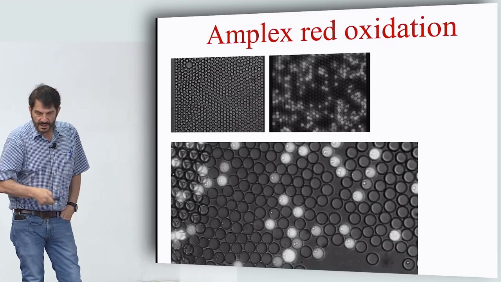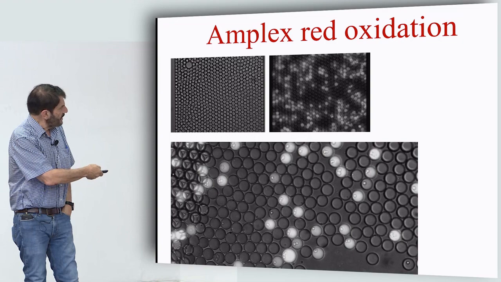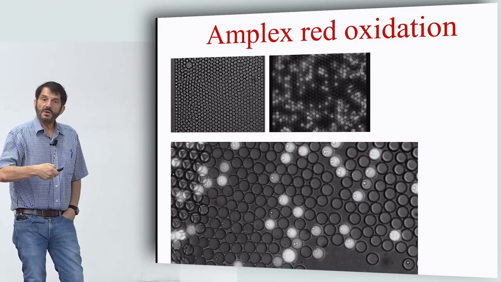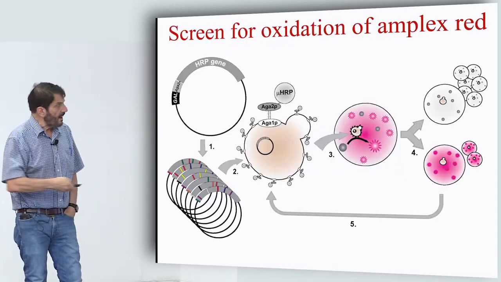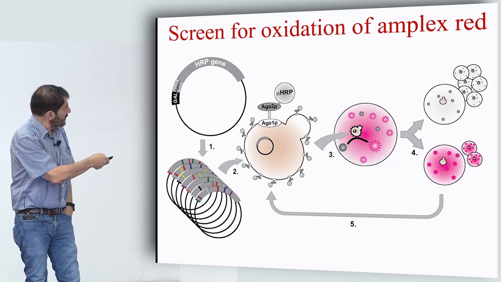So the experiment then is, well, okay, this is just showing that we could do this. Any drop that has a yeast cell, we add the substrate, you see the fluorescence, and it's localized just in the drop. So the experiment is fairly simple. You take the library of mutations, you make it into plasmid.